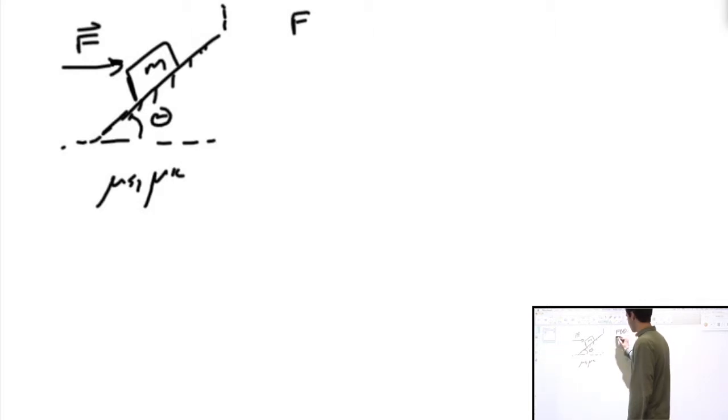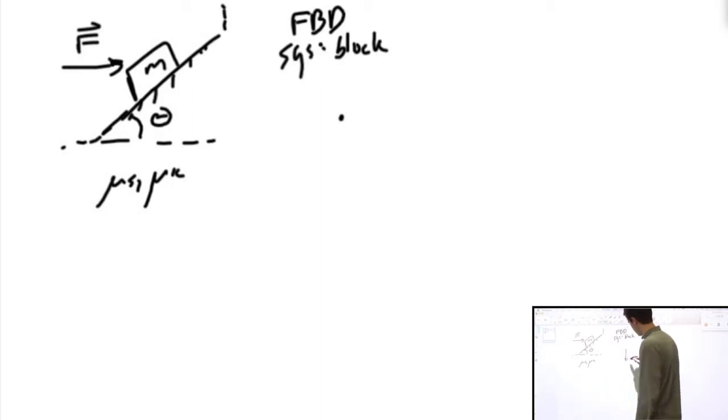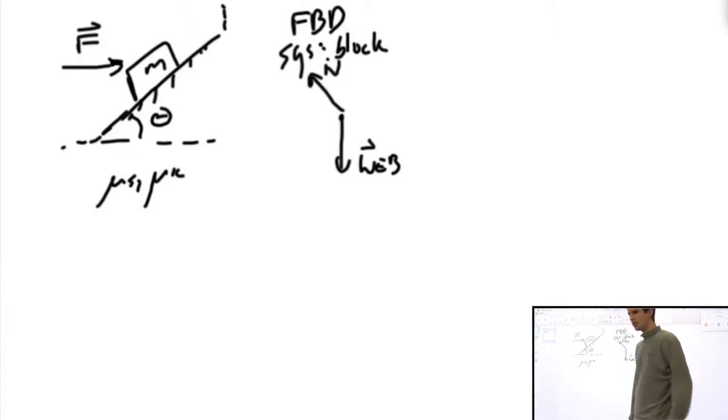So let's make a free body diagram with our system being the block. If I draw the forces, I know I have a weight force which points straight down, earth on the block. I've got a normal force, which is normal to the surface. And then I've got a friction force, and I know it's got to be static, because if it's kinetic, that means it's slipping, and we know we don't want it to slip.